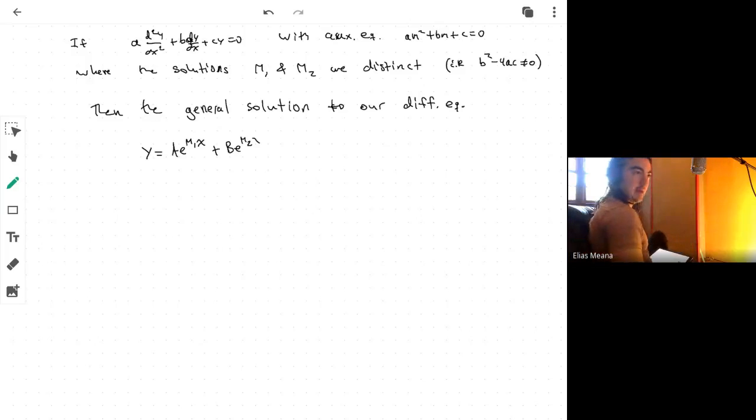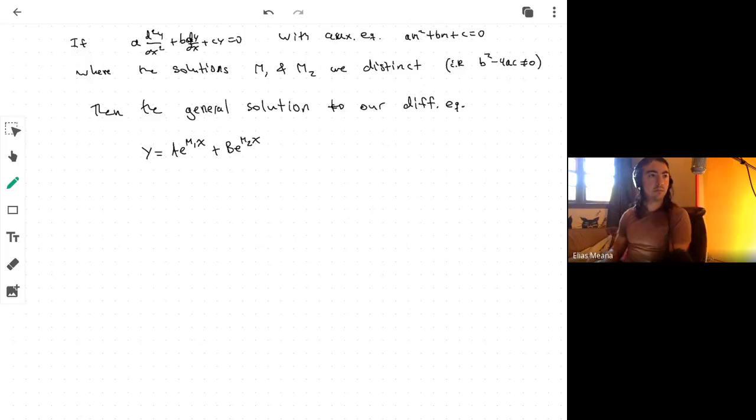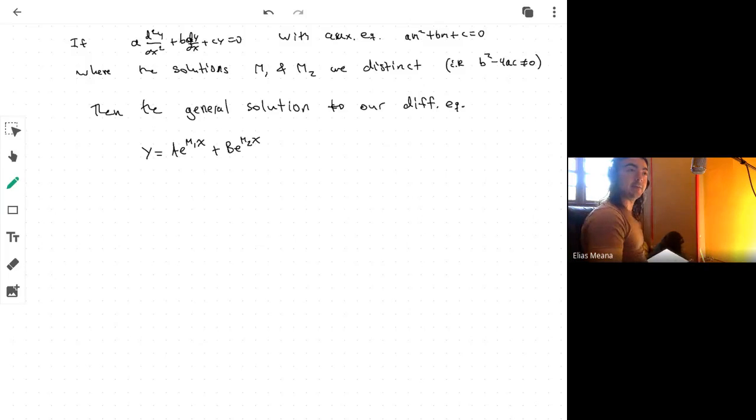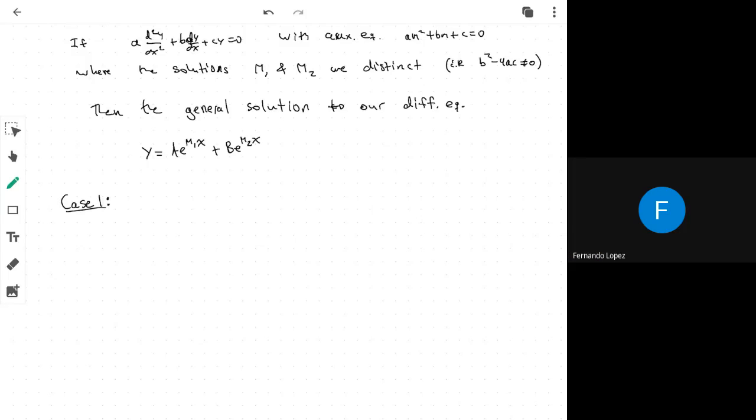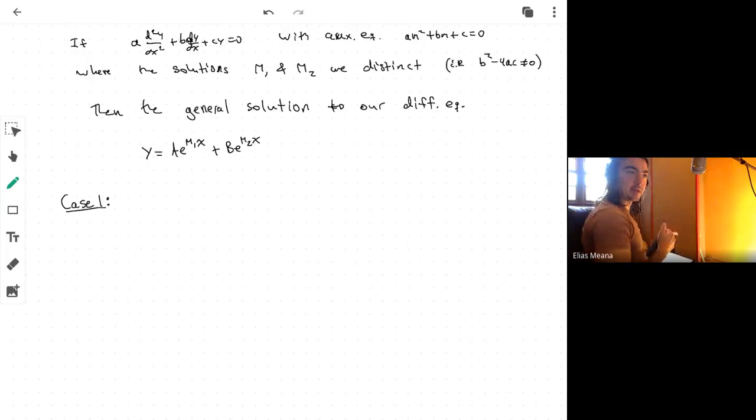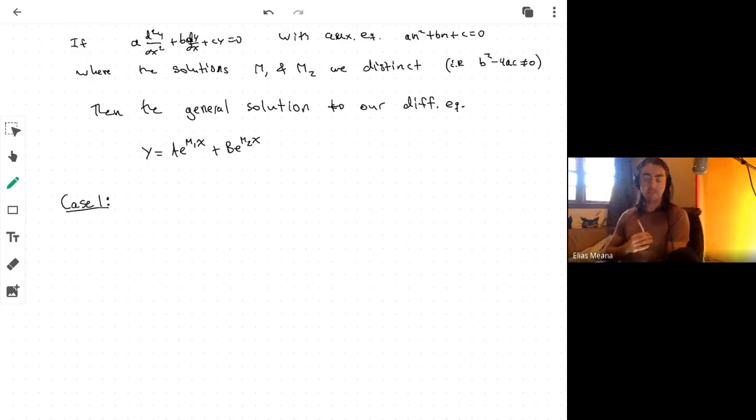However, there are two possibilities for b squared minus 4ac not equaling 0. One is that b squared minus 4ac is positive, in which case m1 and m2 are real. The other is that it is negative, in which case m1 and m2 are complex. So let's deal with those two classifications. We'll say case 1. What about repeated roots? We'll get there. That's a separate case altogether because it's kind of surprising.